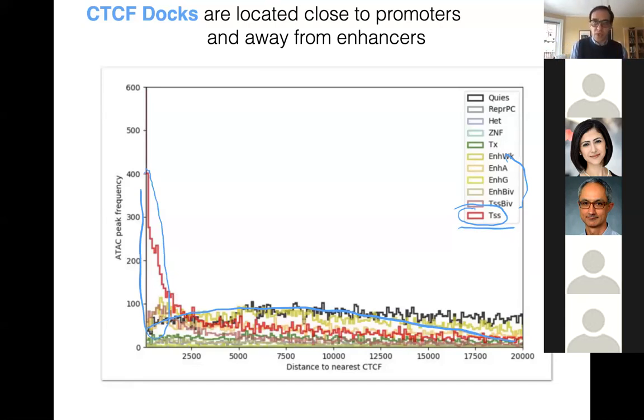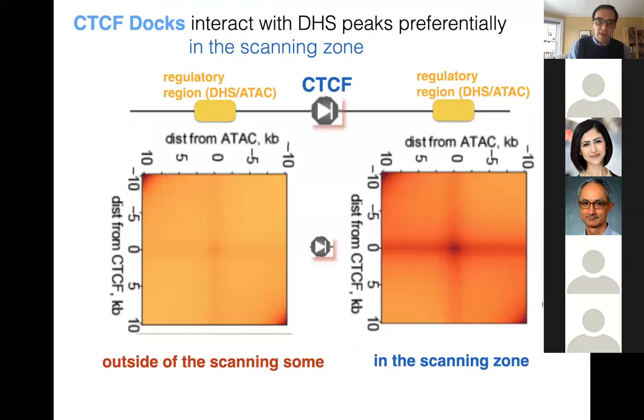So it looks like dock and scan largely operates, at least in these cells that we looked in, and these are ES cells, so these are genes that are docks, and they scan for the enhancers. Maybe in other cell types, the picture would be different. I wouldn't be surprised by that. And that's the last slide with the information that I will show you.